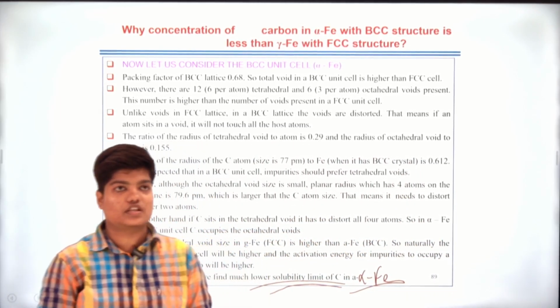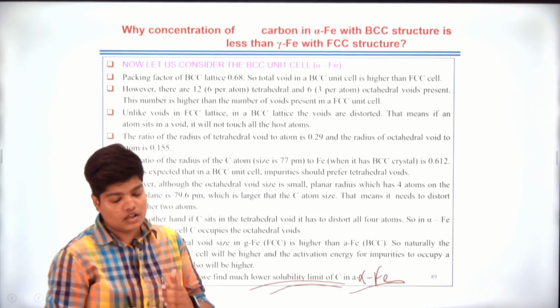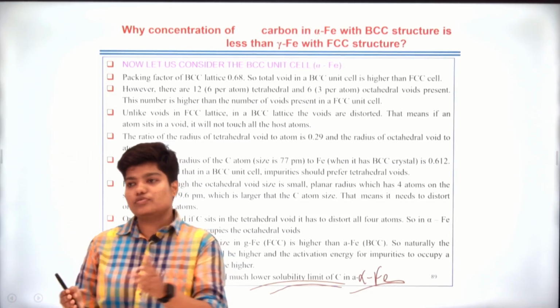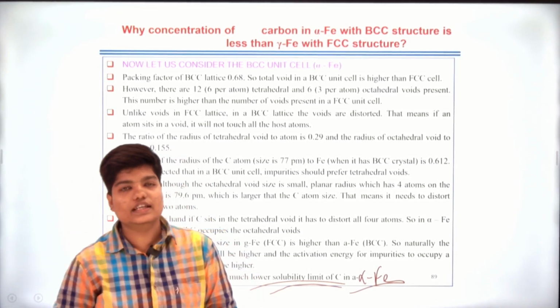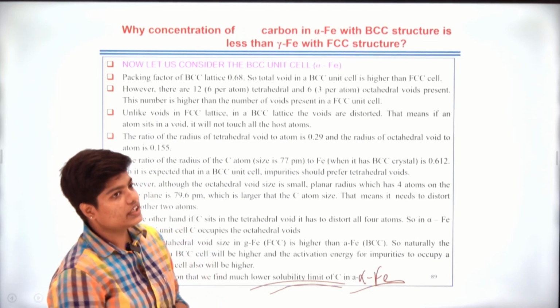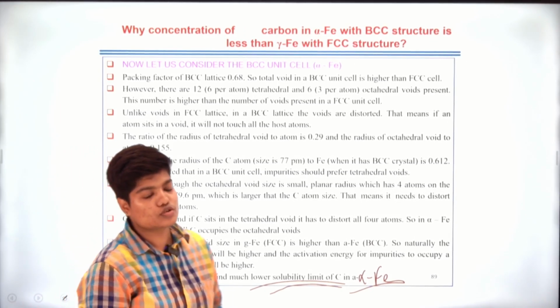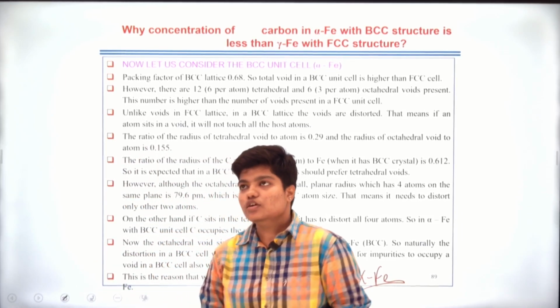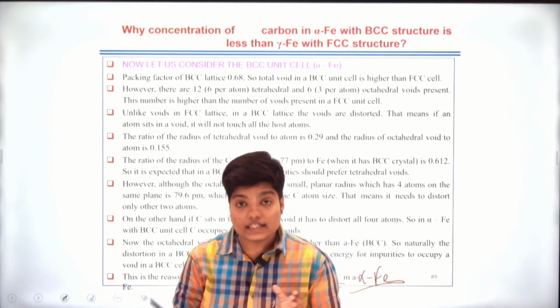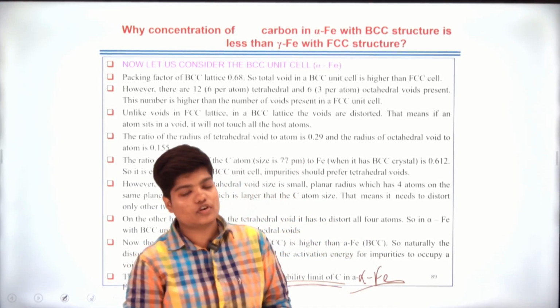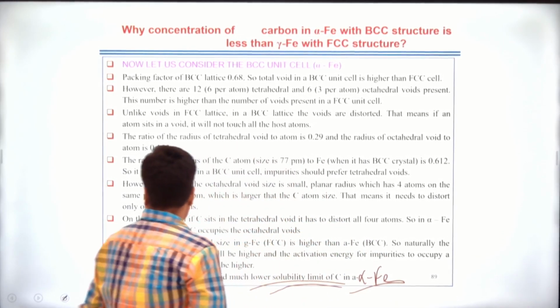Size difference is there. In FCC structure, the octahedral void size is 0.534 angstrom, which is quite similar to the carbon atom radius. But in the BCC structure, the octahedral void size is reduced to 0.195 angstrom, which is a large difference, so the carbon atoms cannot completely fill the octahedral void of BCC, so the solubility will be less.